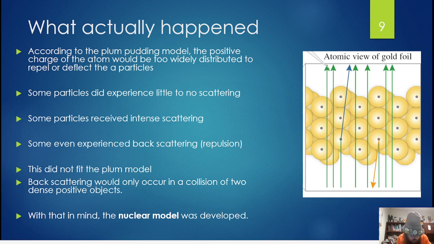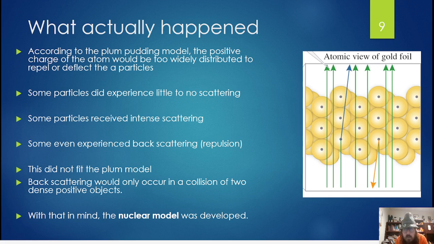Rutherford and Geiger were very methodical. They didn't just check where they thought their answer should be. They checked the entire area, and they found that some of them even bounced back entirely. Some of them had a full repulsion. The only way that's going to happen is if you have something very dense that can bounce these heavy particles back. So this would only occur in a collision between two dense positive objects. So this clearly disproved our plum pudding model.